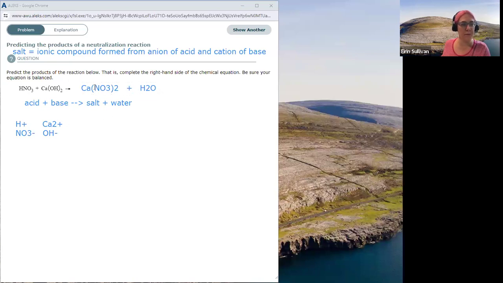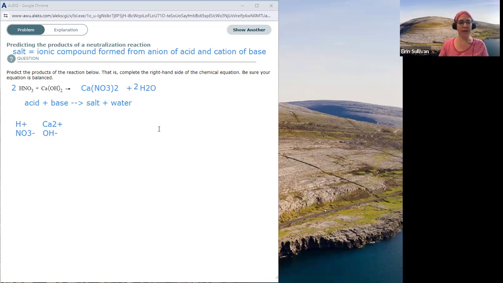So I've got calcium on both sides here, but I've got two nitrate ions on the right side. So I'm going to have to put a 2 in front of my nitric acid. So that will now balance. Let me count up how many hydrogens and oxygens I've got. I've got 1, 2, 3, 4 hydrogens and 1, 2 oxygens. So I'm going to need 2 waters as my product.